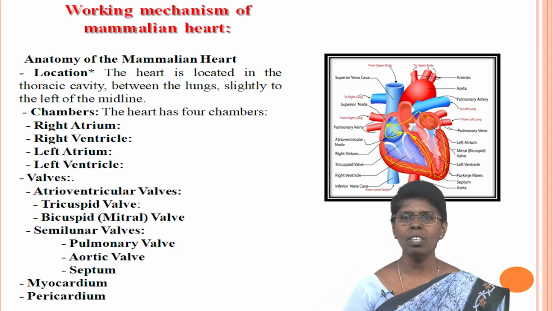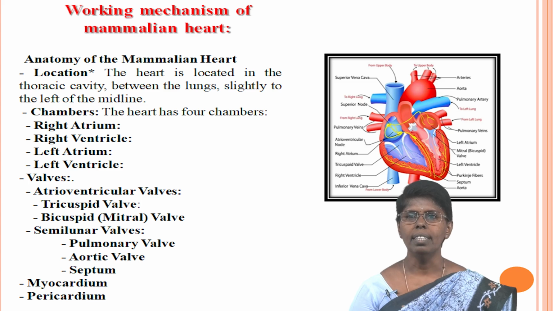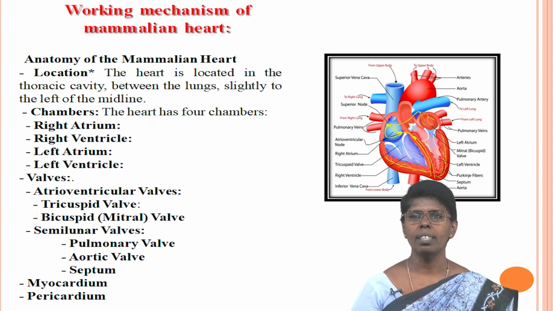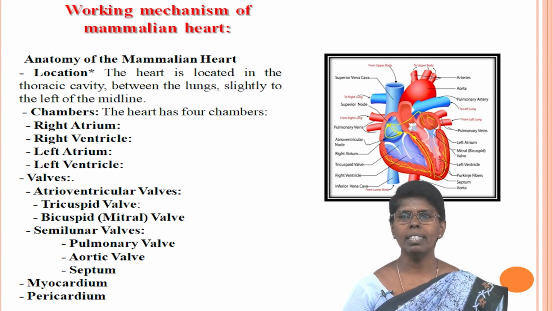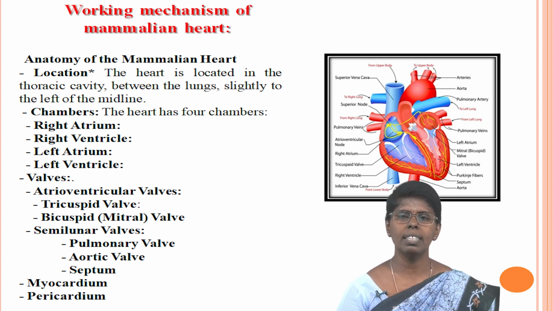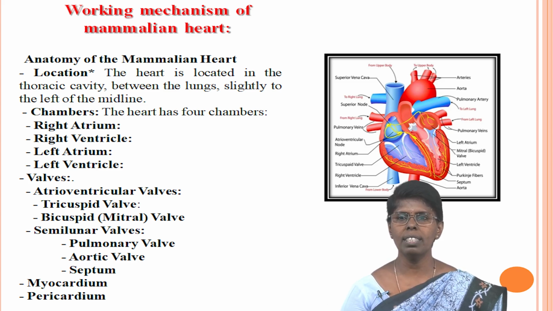The septum is the muscular wall that separates the right and left sides of the heart to prevent mixing of the oxygenated and the deoxygenated blood. The myocardium is a thick muscular layer of the heart. It's responsible for contractions. The pericardium is a double-walled sac that encloses the heart, providing protection and reducing friction during the heartbeat.